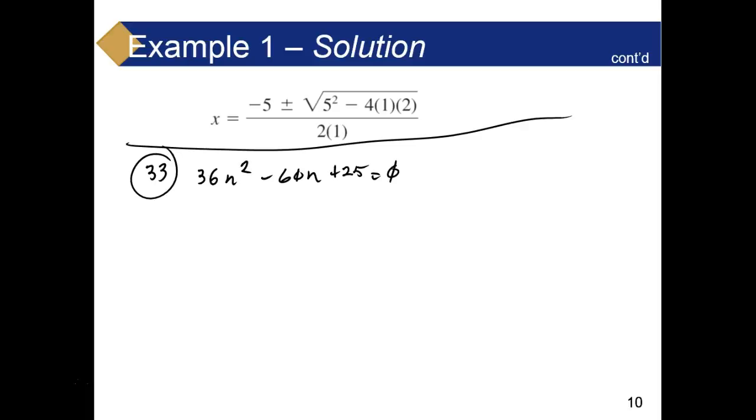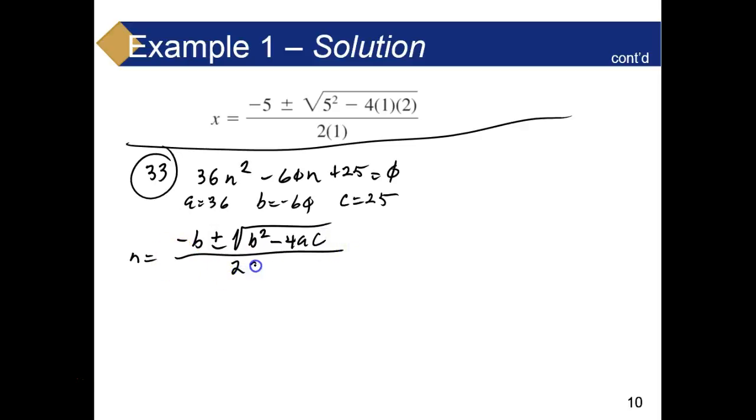A, B, and C. Excellent. What is your A? 36. What is your B? Negative 60. And what's your C? 25. And what do we do with them? Plug them in. What do we plug them into? The quadratic formula. How does that go? Negative B plus or minus the square root of B squared minus 4AC, divided by 2A. Plug them in. What do you get?